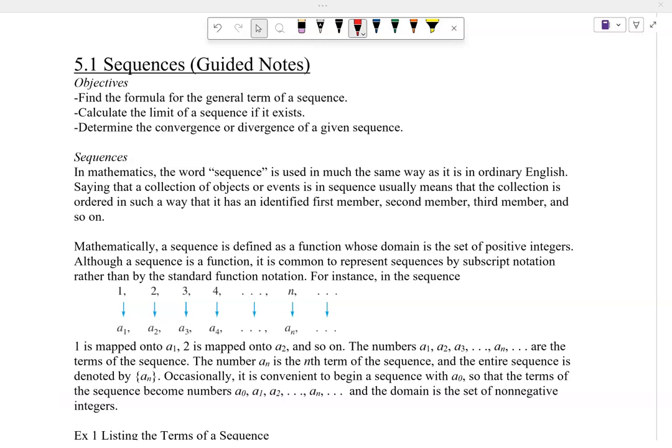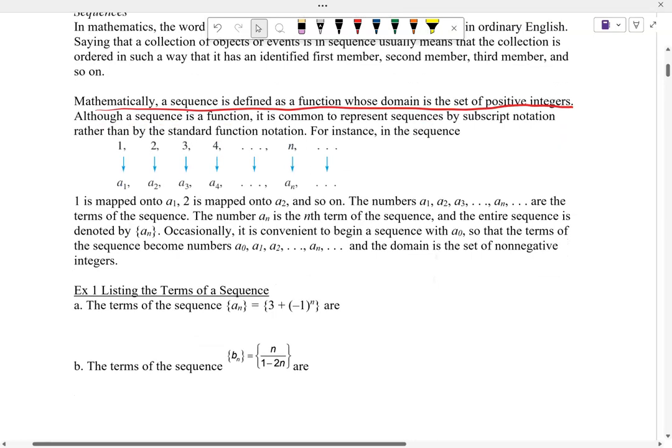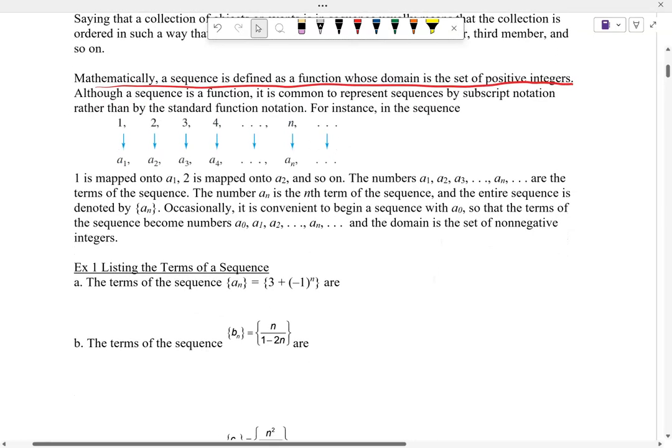All right, guys, mathematically a sequence. So this is a function whose domain is the set of all positive integers, right? And you have a mapping of those natural numbers onto the terms of the sequence. So for example, let's look at this first one. We have an explicit formula given here.